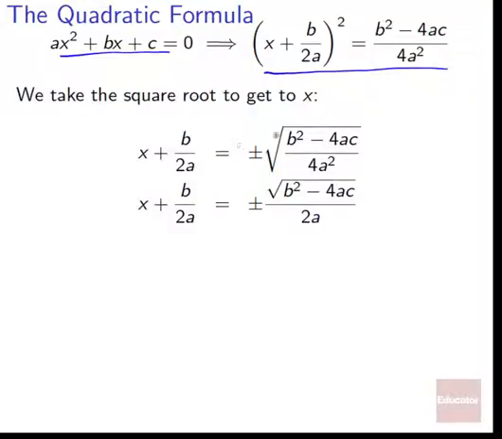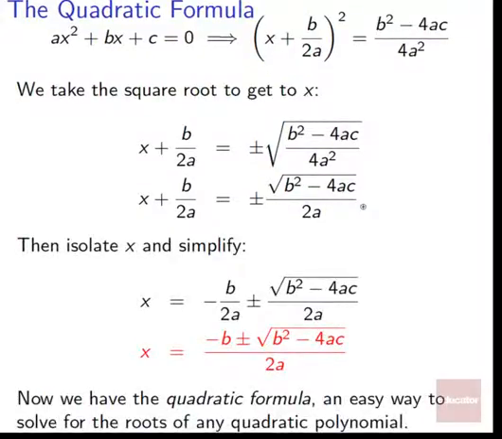x plus b over 2a equals plus or minus square root of b squared minus 4ac. What is the square root of 4a squared? 4 comes out as 2, a squared comes out as a, so we get the 2a on the bottom. So x plus b over 2a equals plus or minus square root of b squared minus 4ac all over 2a. Next, we isolate for x. We subtract by the b over 2a. Plus or minus square root of b squared minus 4ac all over 2a. Hey, look, they're already in common denominators. So we get x equals negative b plus or minus the square root of b squared minus 4ac all over 2a.